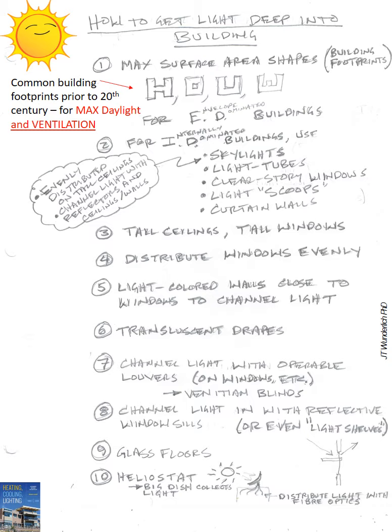Also, tall ceilings, tall windows, distribute windows evenly. Light-colored walls, channeling it in. Translucent drapes, channel light with operable louvers. We saw that on one building in previous lectures. Channel light in with reflective window sills. Glass floors, that could be a little problematic, but heliostat is this technology you can use. Actually scoop the sun, collecting it, channeling it in with fiber optics.